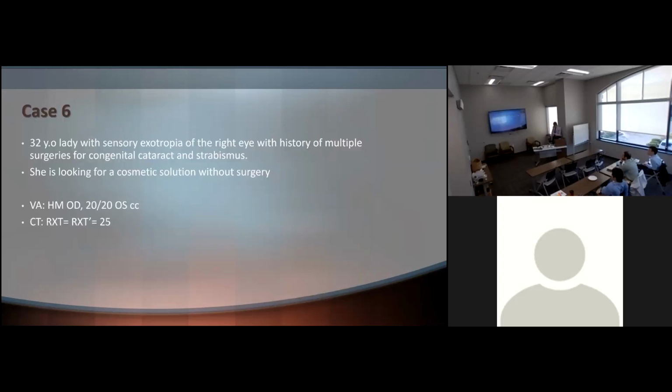Yeah, we'll go quickly through this. There's a lady with sensory exotropia, right eye, due to history of congenital cataracts with multiple surgeries. She's looking for a cosmetic solution and trying to avoid surgery. She has exotropia of 25 prism diopters and no significant vision in the right eye, hand motion vision only. Azim knows this because we had a case a couple of days ago.